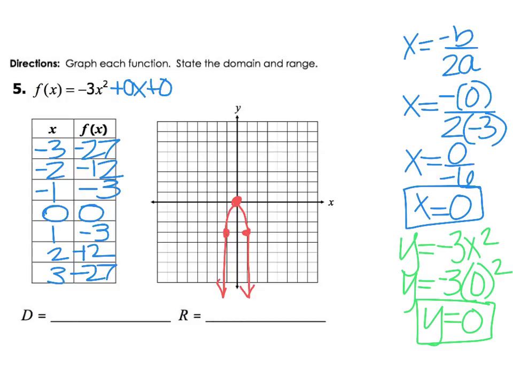Now our domain, just like with absolute value, same with quadratic, our domain is always going to be all real numbers. All right, so the domain of this quadratic function and all quadratic functions is all real numbers from negative infinity to positive infinity. Now our range. Range, we always think bottom to top, y-axis, we know it goes down forever, but then it stops at 0. So our range would be from negative infinity to 0. And we're done.